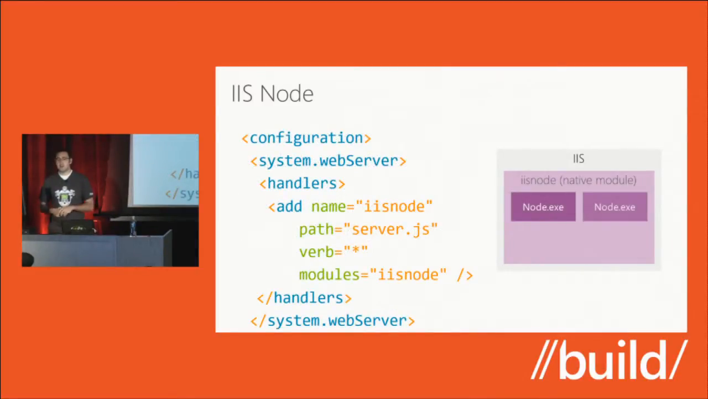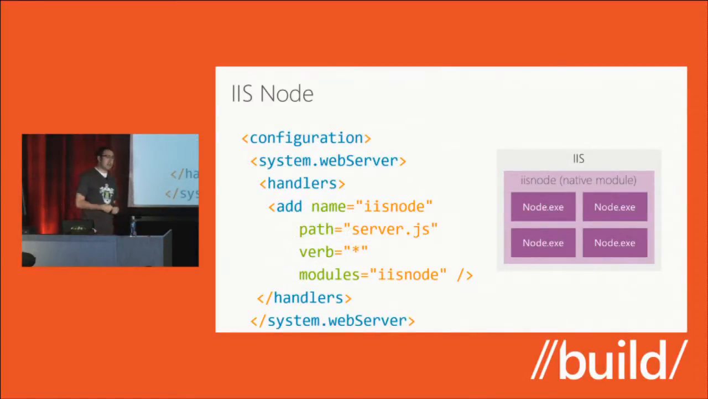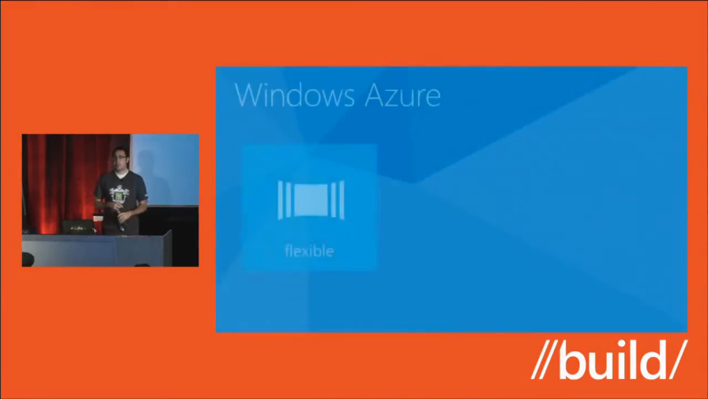Configuration with IIS Node is very similar to what you do with any other module. This is a native handler, and with a simple web config, you're up and running with Node on Windows. And again, this is how we run on Windows Azure also.